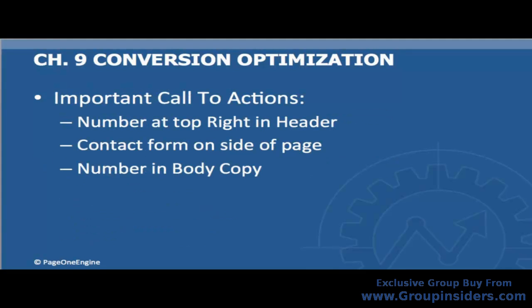Now the most important calls to action are the number at the top right of the header, the contact form, which is going to be on the sidebar of the page, and the number in the body of the copy. So for that one page, we would have 3 calls to action. This just means there's 3 times more of a chance that they're going to either call you or opt in. So remember that, have a heavy call to action on every single page.